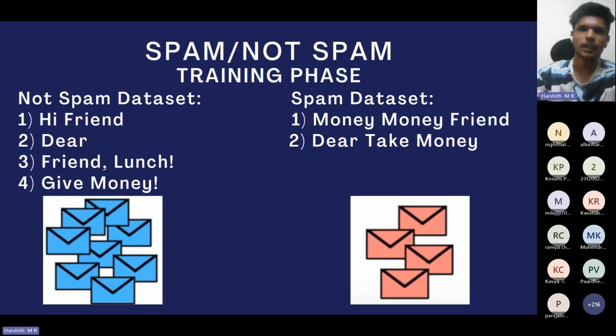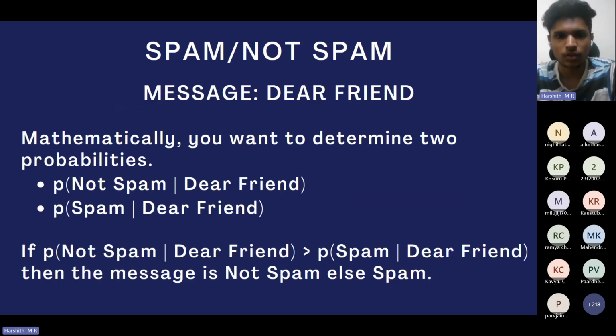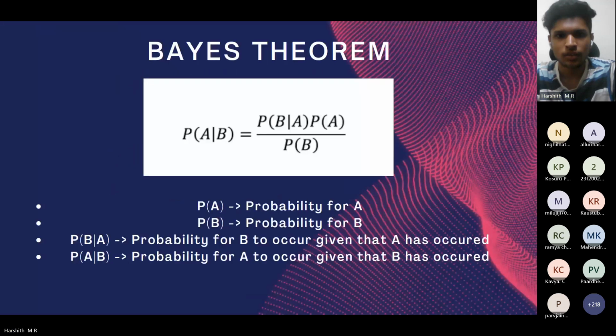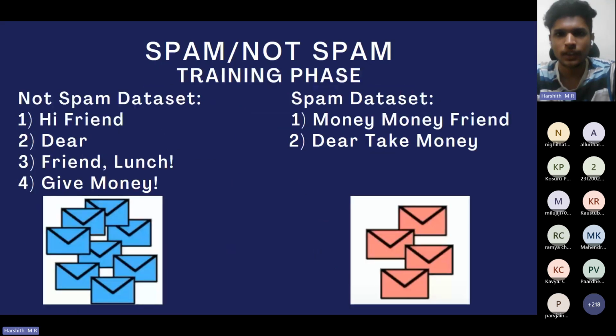First, in the training phase, in Bayes theorem, you have four probabilities, right? I'll show you the theorem once again. This is what we need to determine, and these three probabilities we'll get from the training phase. So in the training phase, we'll calculate those three probabilities. I'll tell you how we calculate that.